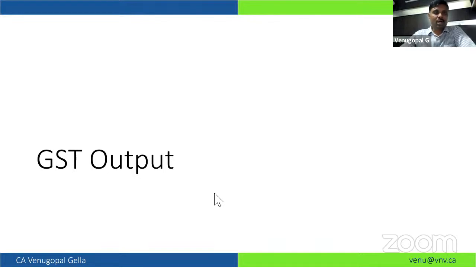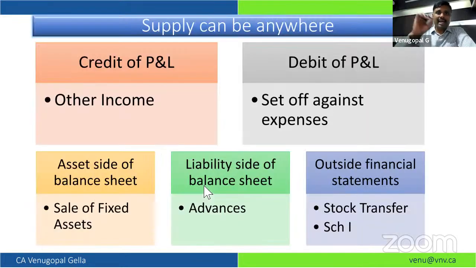When I say GST output, the liability of the GST could be anywhere in your financial statements. When I say anywhere in the financial statements, the obvious thing which people look at is the P&L account, the credit side of the P&L account. That's the obvious thing people would look at, right?